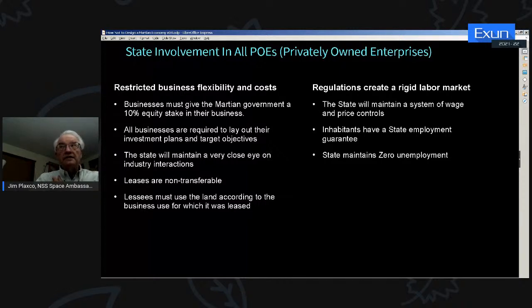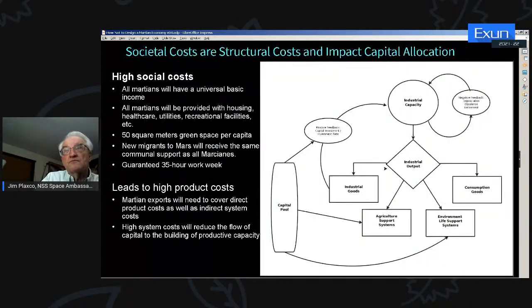And another regulation is that you would be leasing the land that you're building your business on, and your lease is not transferable. And whatever your original business plan said, you couldn't change your mind and decide to do something else. You would have to go back for approval. So this represents a very intrusive degree of oversight on the part of the Martian government into what should otherwise be routine business operations.